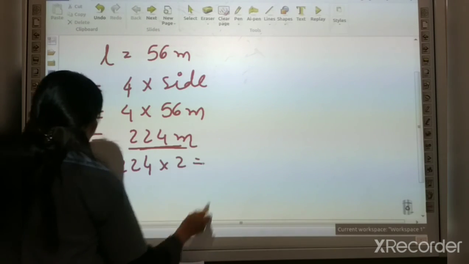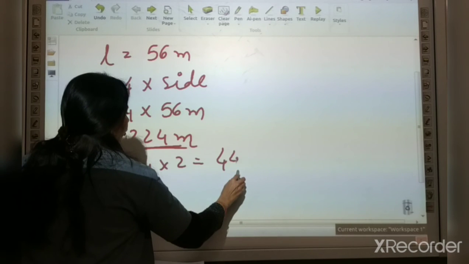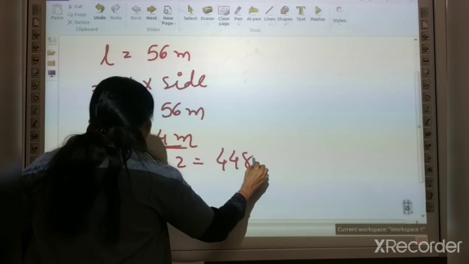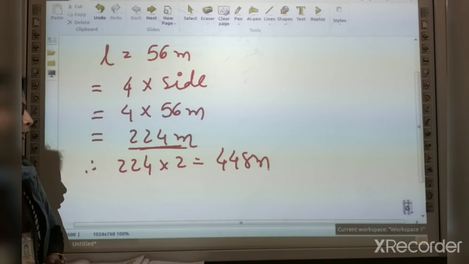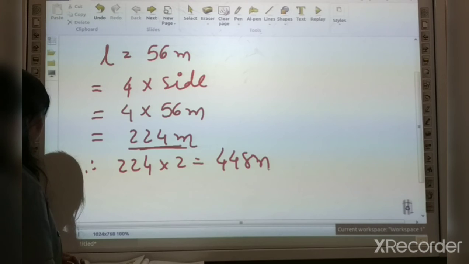Multiply with the 2. So answer is 448 meter. So 448 meter wire is needed for fencing 2 times, right?